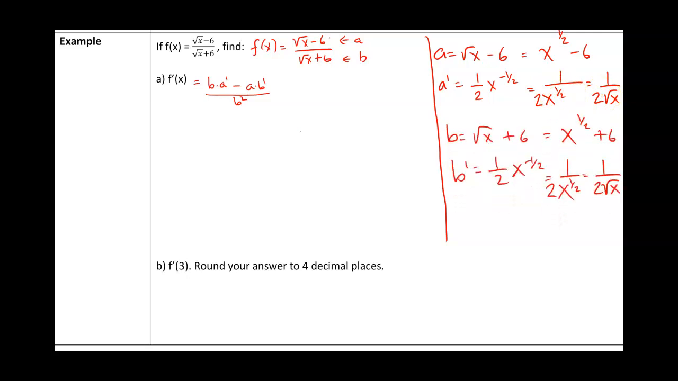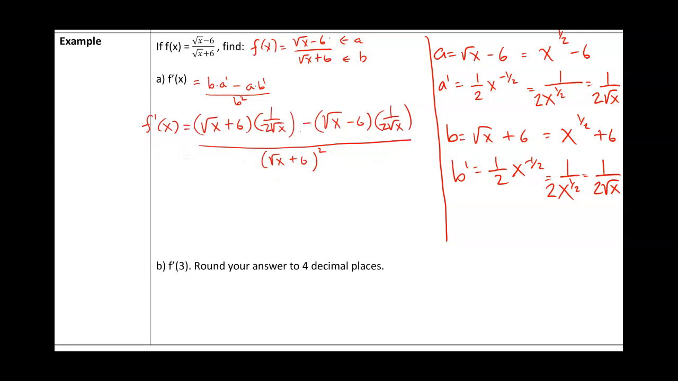Now, similarly, let's do b and b prime. My b is radical x plus 6, so I rewrite that as x to the 1/2 plus 6. If I take the derivative of that, once again the 1/2 comes down, so I have 1/2 x to the negative 1/2, and the negative x to the negative 1/2 goes down again. That gives us 1 over 2x to the 1/2, which is 1 over 2 radical x. So we get the exact same derivative for a prime and b prime, because the constant 6 or negative 6 doesn't matter since the derivative of a constant is 0 anyway.